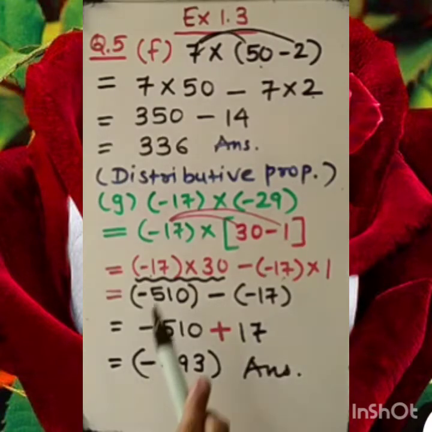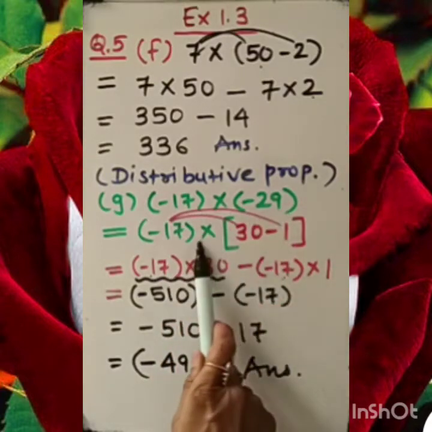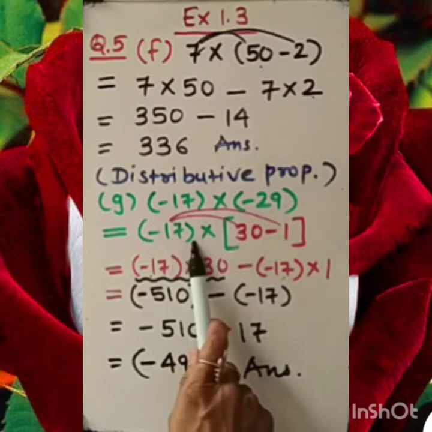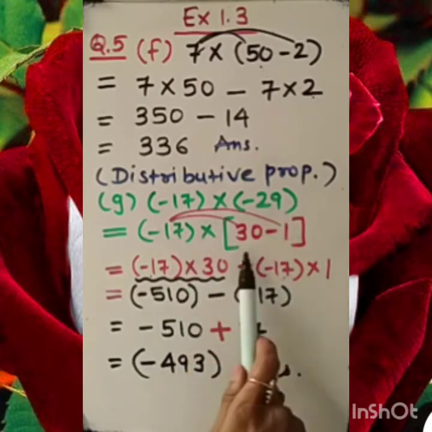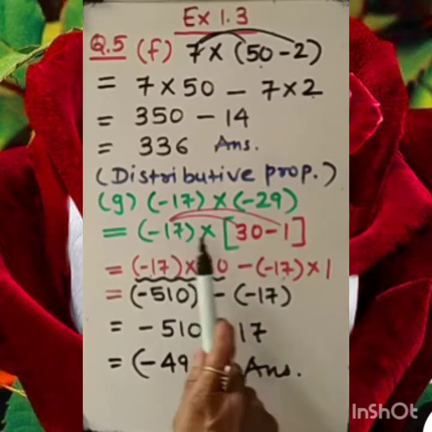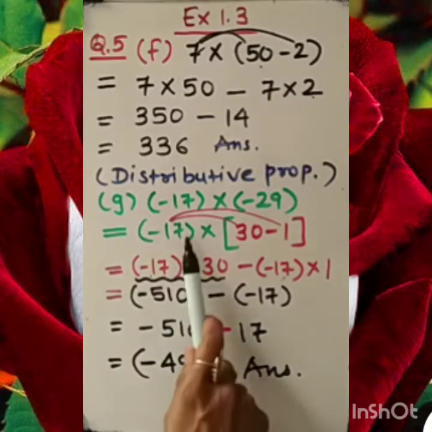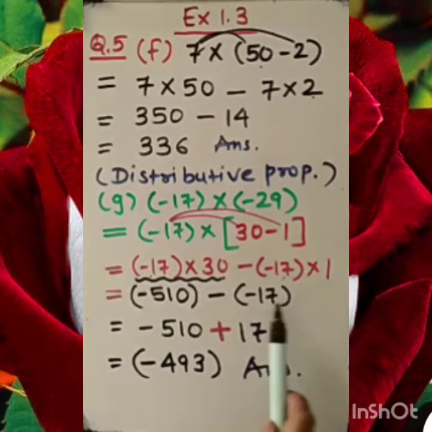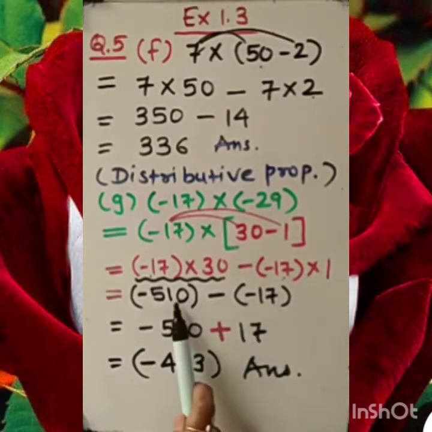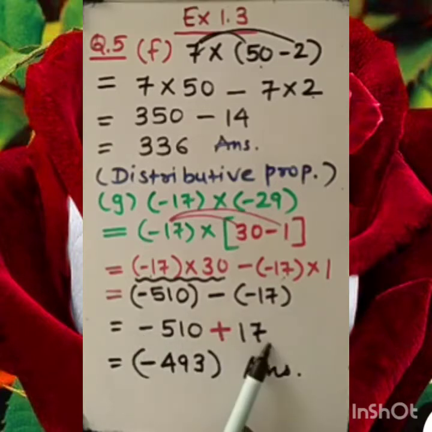Once again, I am explaining this. Look at your screen. Minus 17, minus 29. We know that this minus 17 is already here. And minus 29 can be written as 30 minus 1. Clear? So minus 17 into 30, that is 510. Minus 17 into 1, that is minus 17. Minus 510, minus minus plus 17. So 510 plus 17, opposite sign here you can see we need to subtract.